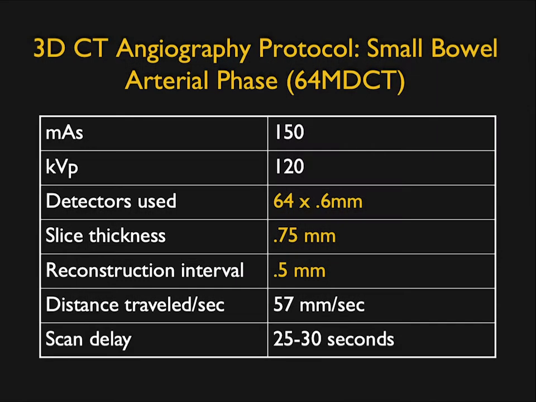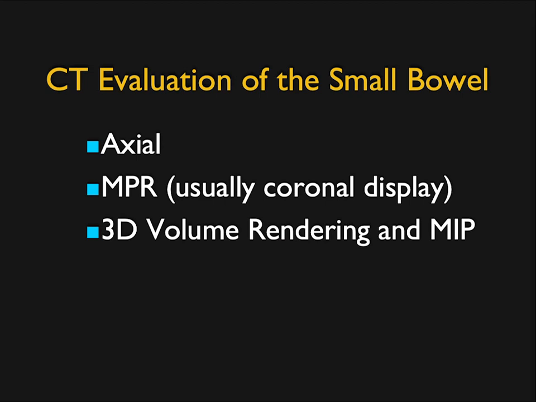To do this kind of imaging, you need thin sections, sub-millimeters, so 0.75 millimeters. Every 0.5 works very nicely. And when we look at the images, we're not just looking at axials, but we're looking at MPRs and 3D rendering, including both volume rendering and MIP.